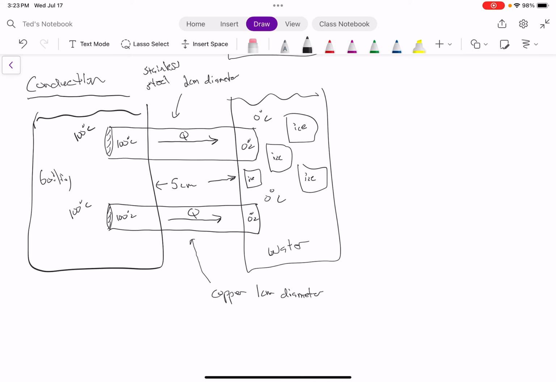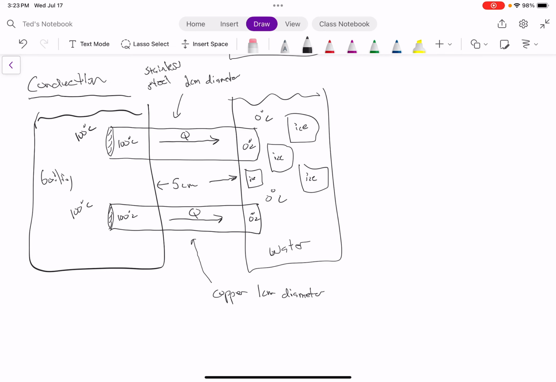So the top pipe is going to be made of stainless steel, and it's got a 2 centimeter diameter. And the bottom pipe is going to be made of copper, and it's got a 1 centimeter diameter. I keep saying pipes, but they're not pipes. They're solid rods. We don't have any water flowing through the solid rod. What we have is thermal energy flowing through by conduction. Okay, so what would affect how quickly the heat travels through these rods?